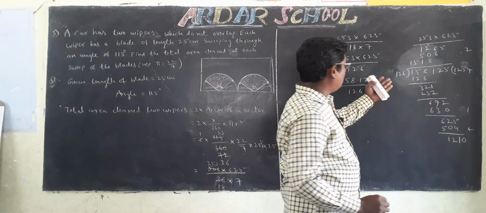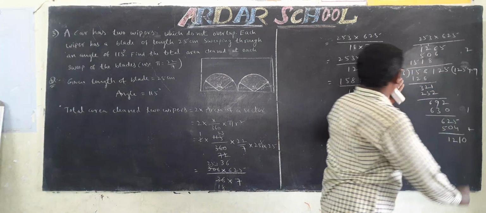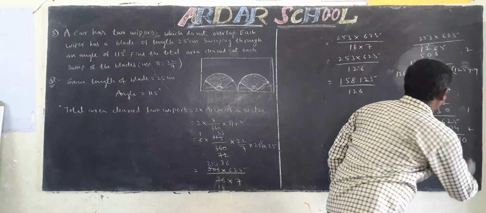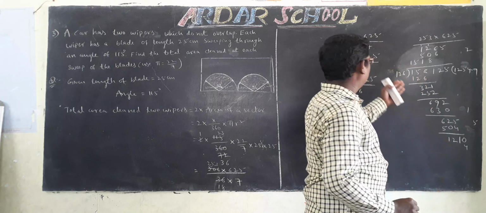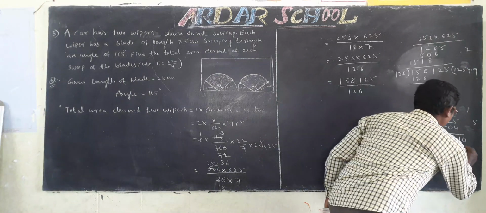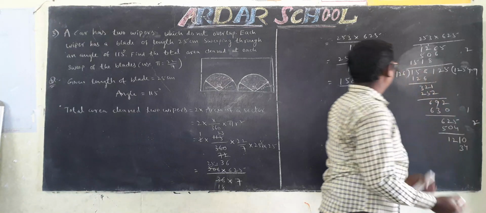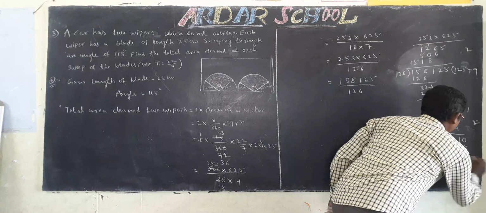So 126 nines are: 9 sixes are 54, 4 and 5 carrying. 9 twos are 18, 18 plus 5 is 23. 9 ones are 9, plus 2, 11.